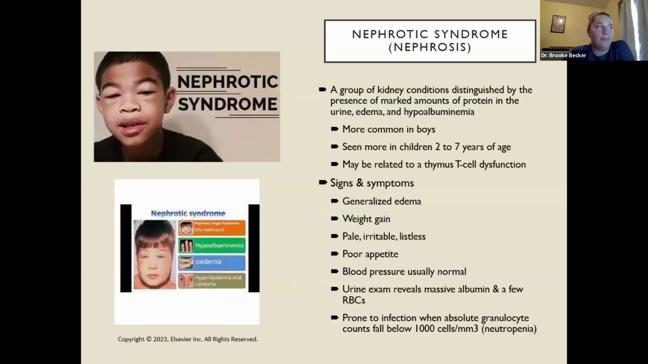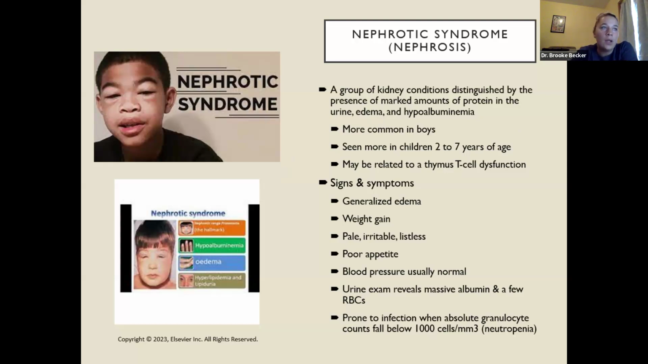Okay, nephrotic syndrome. So this is what kids with nephrotic syndrome look like. I know this picture is a little bit difficult to see, but they're super swollen. They're going to have low albumin, a lot of edema, and they're going to be so swollen everywhere. They can barely open their eyes. That's how swollen kids with nephrotic syndrome or nephrosis get. So this is going to be high protein in the urine, edema, and low albumin in their blood.